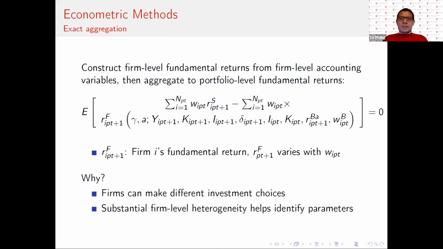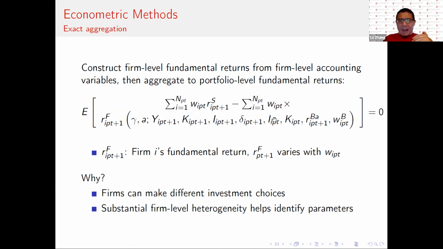The way we improve is to pursue what we view as exact aggregation. In other words, we're going to construct firm level fundamental returns directly from firm level accounting variables, and then aggregate to the portfolio level fundamental returns. So again, the term in front of the minus sign is the portfolio level stock return aggregated from firm level stock return as before. Now, behind the minus sign, we're going to work with the firm level characteristics directly to construct a firm level fundamental return.